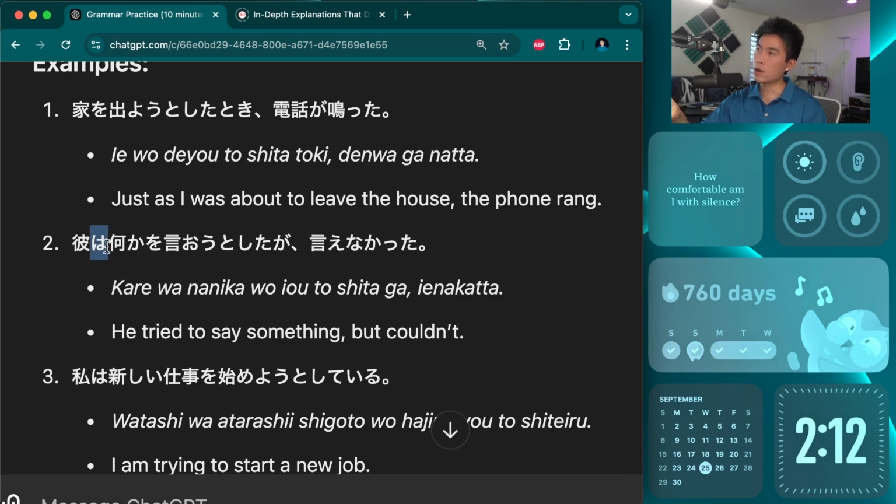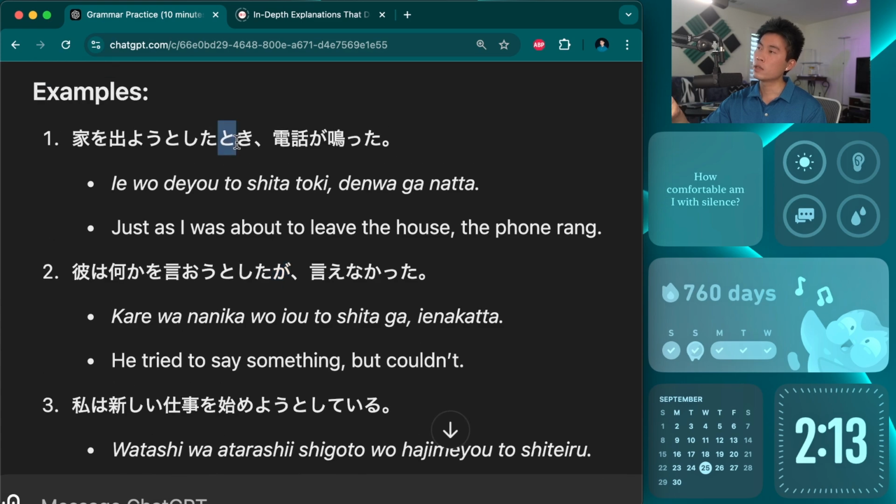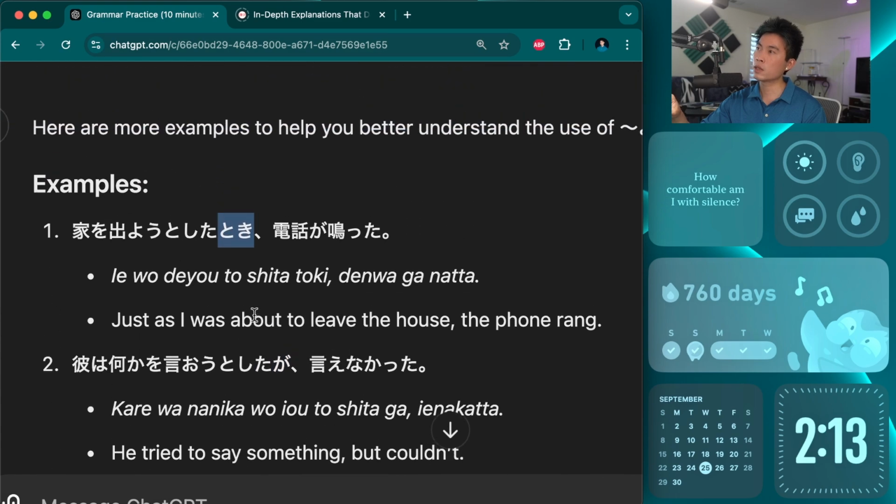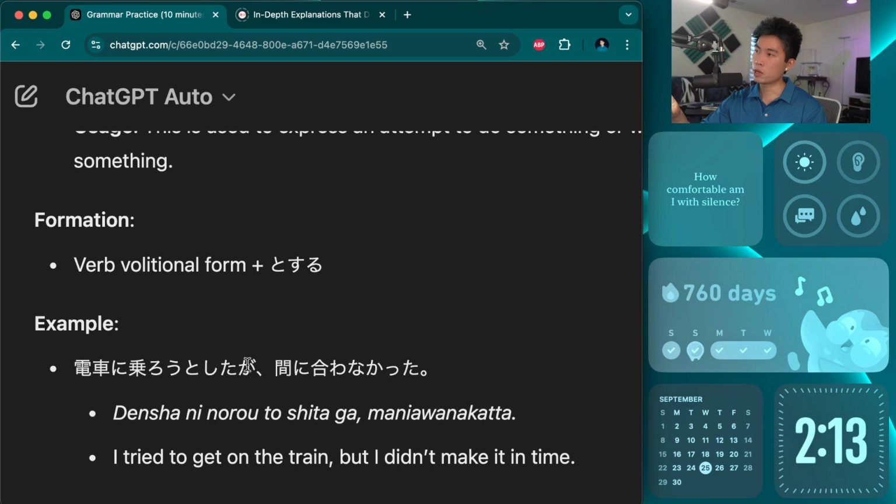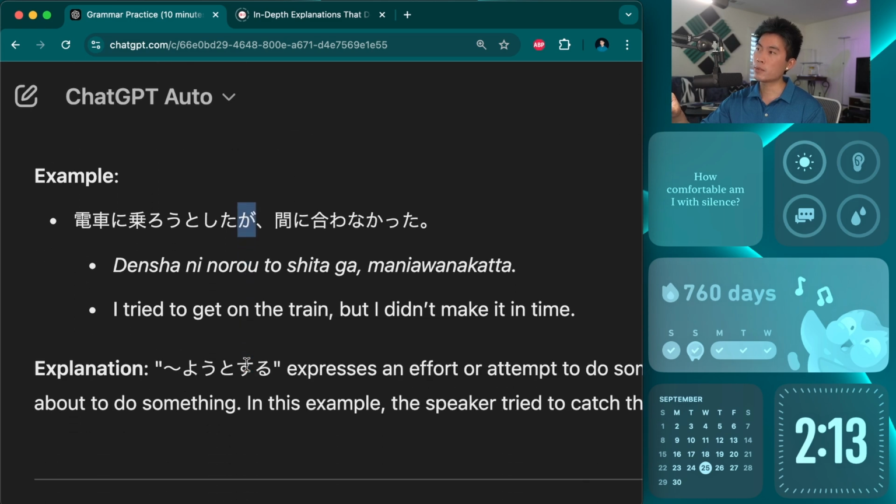Okay. 彼は何かを言おうとしたが言えなかった. Okay, so he was about to say something. He was trying to say something. He was about to say something, but he couldn't. There's a bit of a "but" there. There's a time there. What was the first example? There's also a "but" here. So perhaps the context determines whether it's "try" versus "about to."